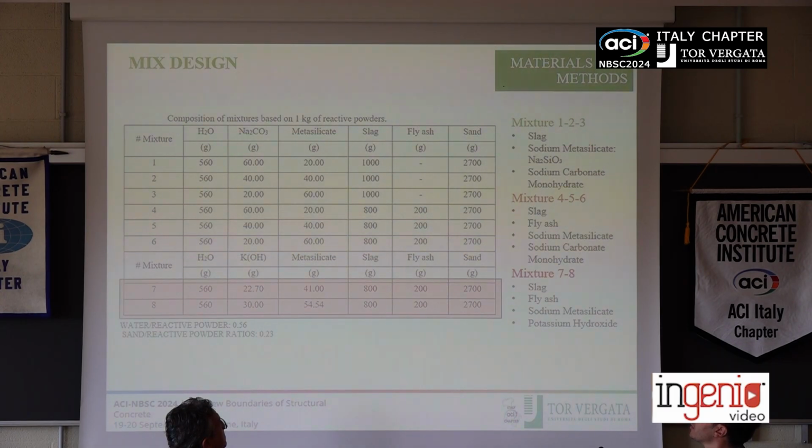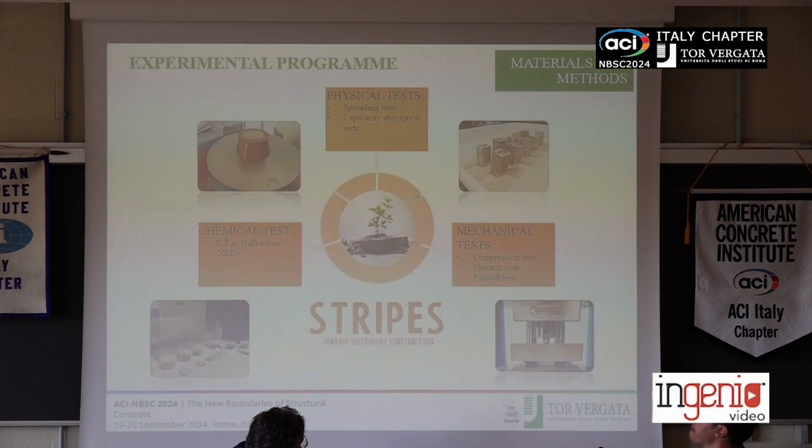And the final subset, here we replace the sodium carbonate with potassium hydroxide, while the ratio between the slag and fly ash was kept constant. After doing this, we started to think about what kind of test we can do to characterize this mortar. Regarding this aspect, here I just reported some of the tests that were performed. Some other tests are being performed in this period.